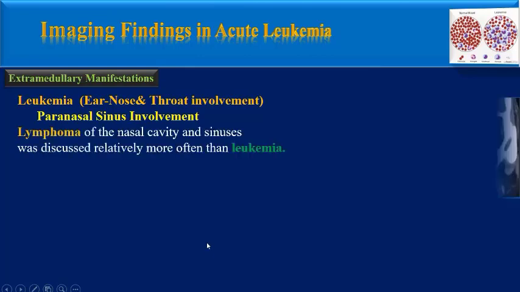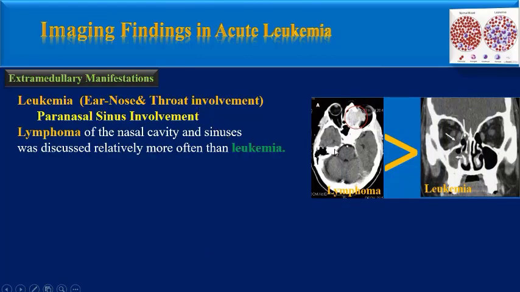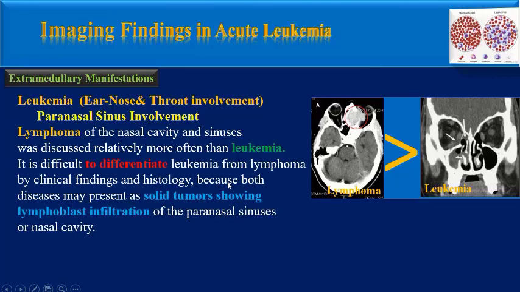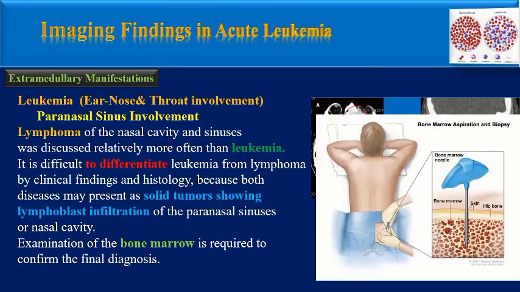Lymphoma of the nasal cavity and sinuses was discussed as relatively more common than leukemia. It is difficult to differentiate leukemia from lymphoma by clinical findings and histology, because both diseases may present as solid tumors showing lymphoblast infiltration of the paranasal sinuses or nasal cavity. Examination of the bone marrow is required to confirm the final diagnosis.